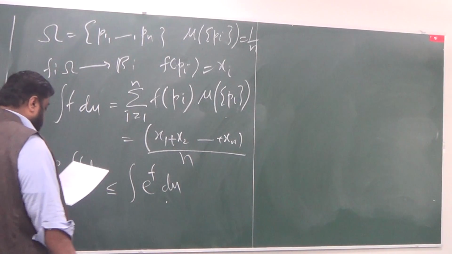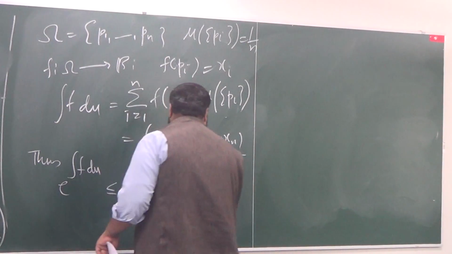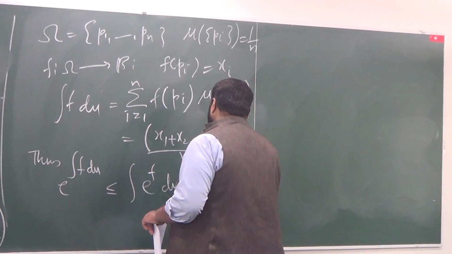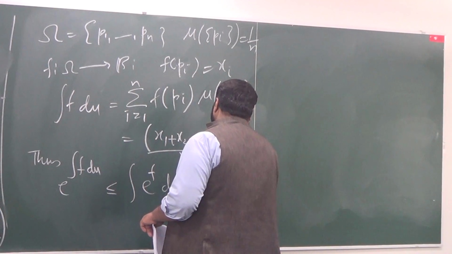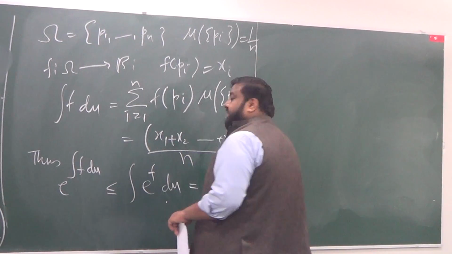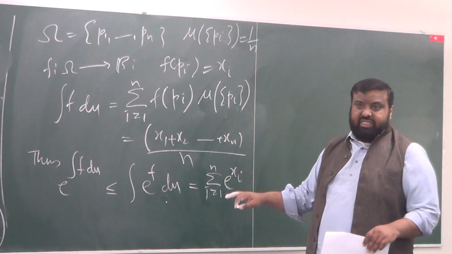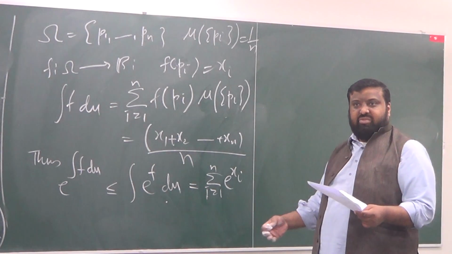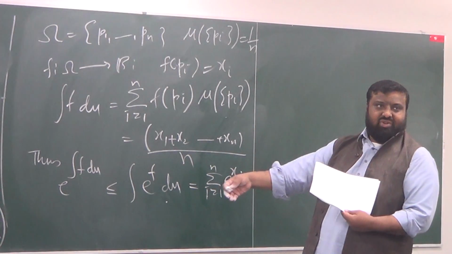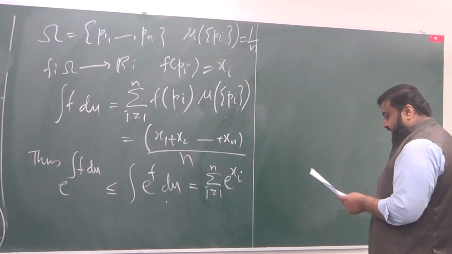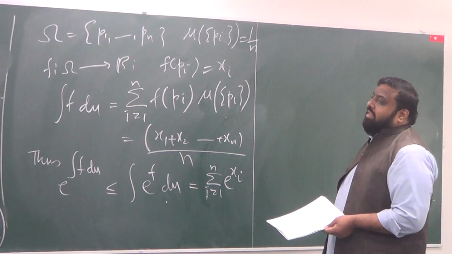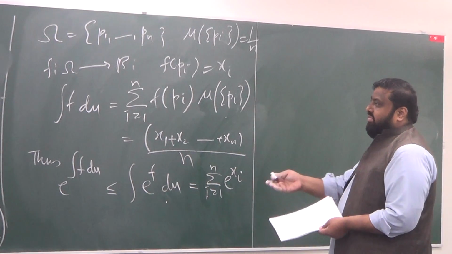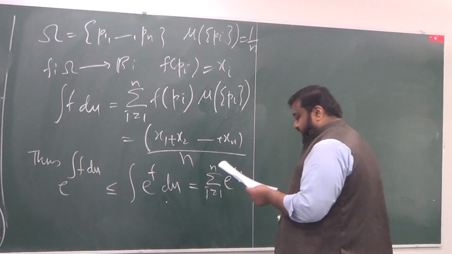And e to the f d nu is going to be equal to, can I say, the sum from i equals 1 to n. So you see, what I'm heading toward is that a very elementary inequality can be proved very easily through Jensen's inequality. It's not just that this inequality has consequences in probability, but everywhere.